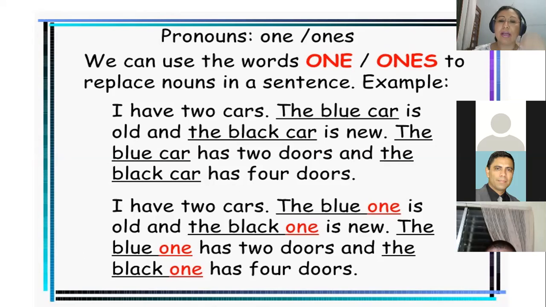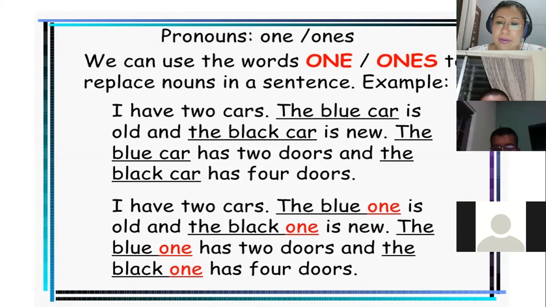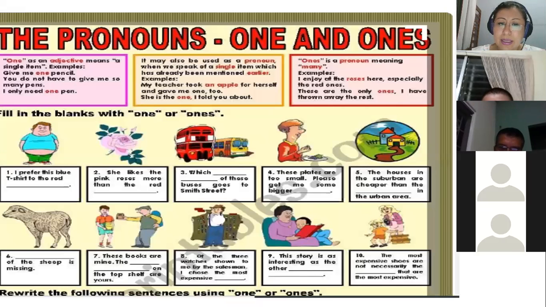Okay, so let's read. I have two cars. The blue one is old. And the black one is new. The blue one has two doors. And the black one has four doors. Okay, very good. So that's the use of one in this exercise.